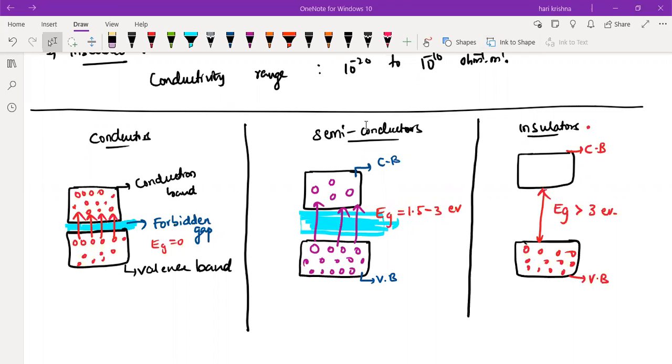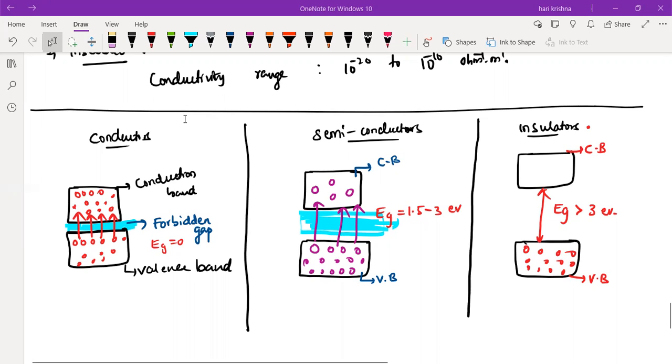Now we don't have any chance to increase the conductivity in the case of insulators because the gap is very big. But when you take the conductors, the gap is very small, so it will conduct electricity easily. Only in semiconductors can we increase the conductivity by the doping process. If you add some impurities to the given semiconductor, it increases the conductivity of the solid. That is called doping.